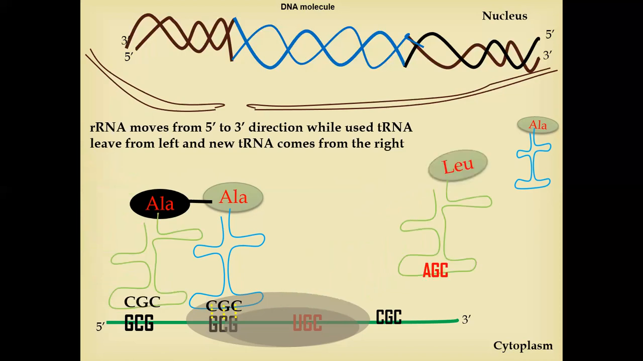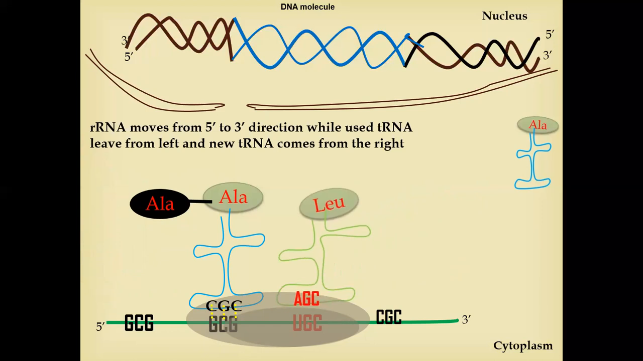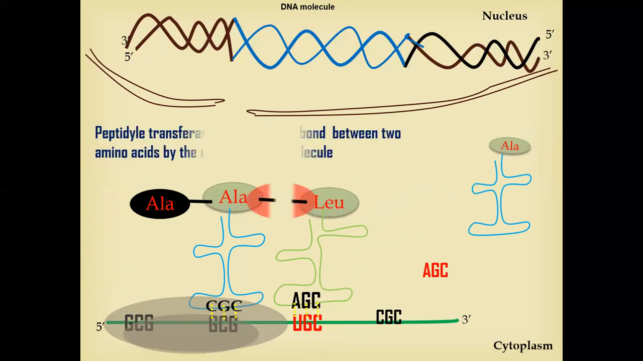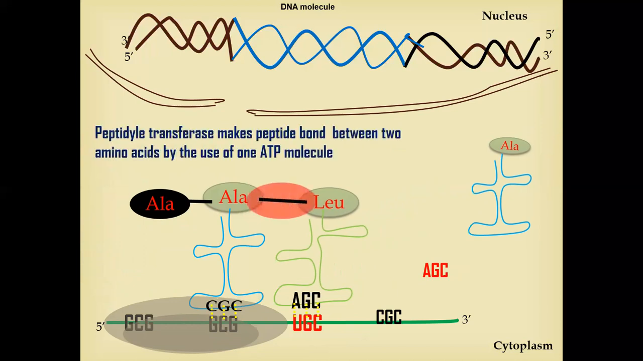The used transfer RNA will move out to the left, while the new transfer RNA will come from the right. In this way, the new transfer RNA will match its sequence with the nucleotides on the surface of the messenger RNA. After matching, it will leave its amino acid, and the peptidyl transferase enzyme will make a peptide bond using an ATP molecule, and the used tRNA will proceed.